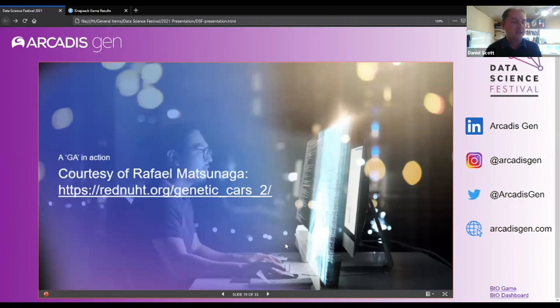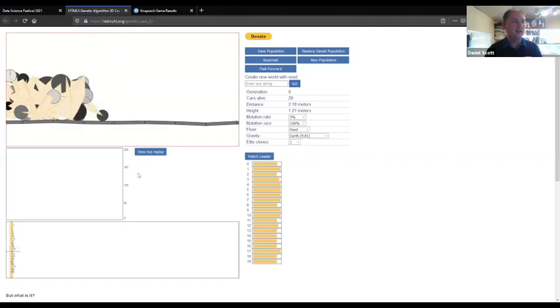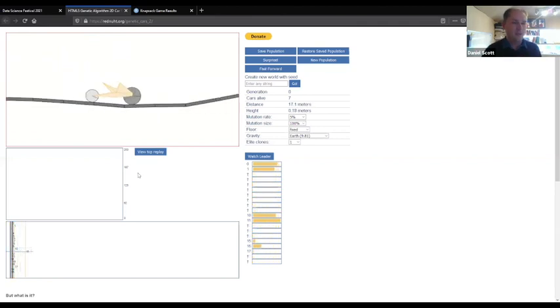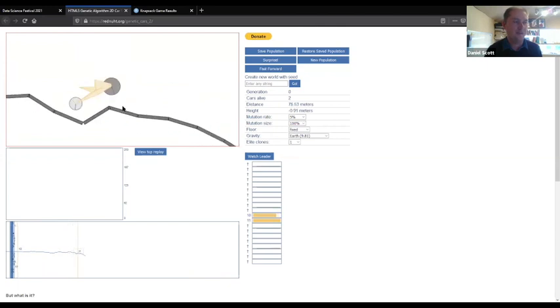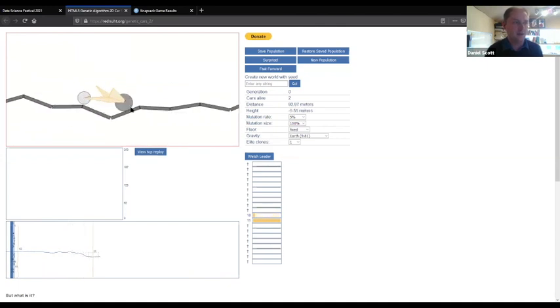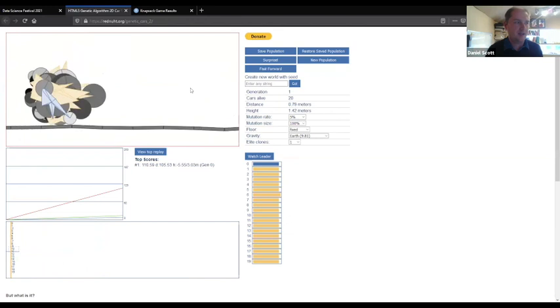So in order to bring this to life a little bit, I'm going to borrow some really good work from Raphael Matsunaga, who built this genetic cars web page to really bring to life the idea of a genetic algorithm. So let's have a quick look at that. What this is doing is generating a population of vehicles, and the key things about these vehicles are the shapes of the body, the diameter of the wheels and where they're fixed onto the body, also the weight and friction factor of these wheels. And they're trying to get as far along this track as they possibly can.